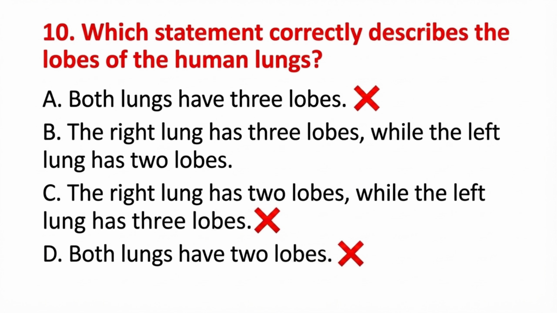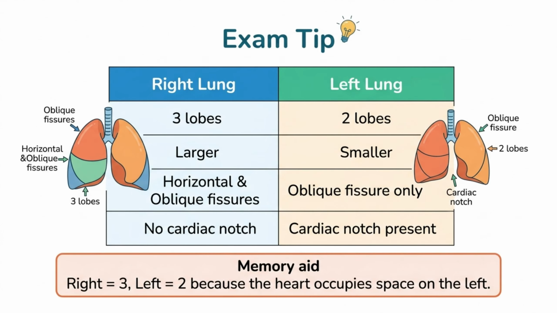Here is an exam tip. Remember, right equals 3, left equals 2. The left lung has 1 fewer lobe because it accommodates the heart with its cardiac notch. This is one of the most tested facts in thoracic anatomy.